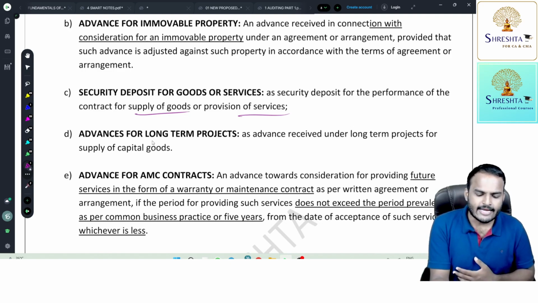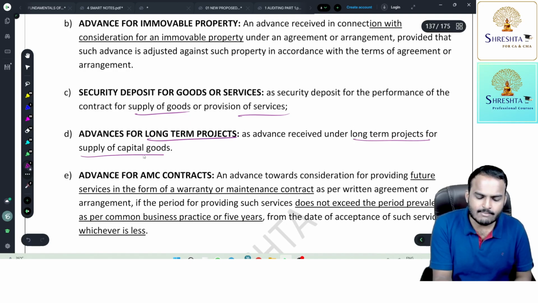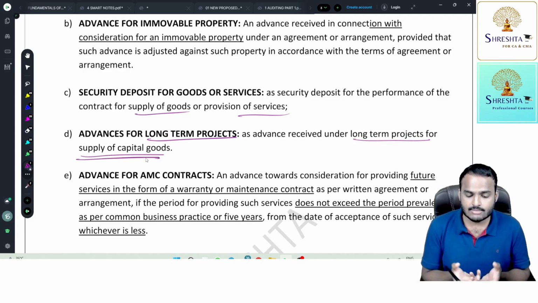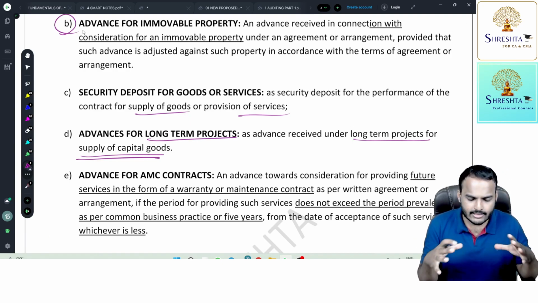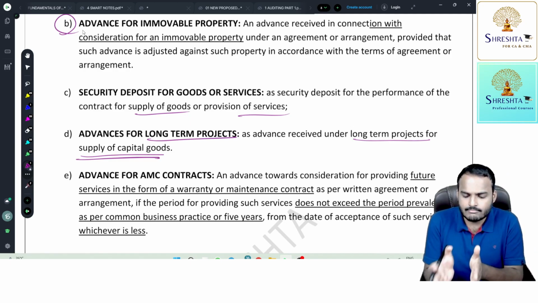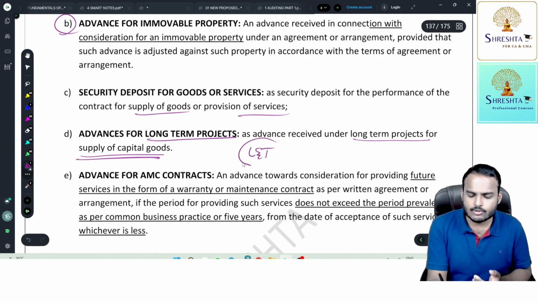Okay. Next one, advances for long-term projects. Any advance received under long-term projects for supply of capital goods. You can take an example of GMR Infra. Just now I told you in point B, right? So I'm having 100 acres of land. On this, we are going to construct buildings. Or you can take this L&T example.